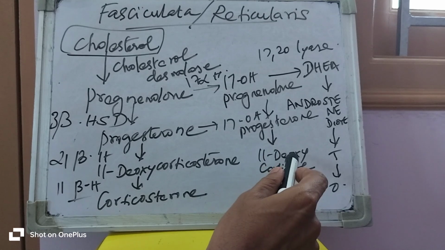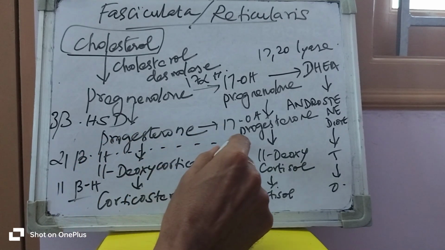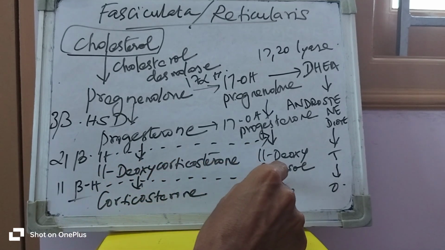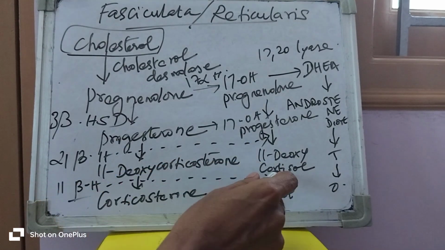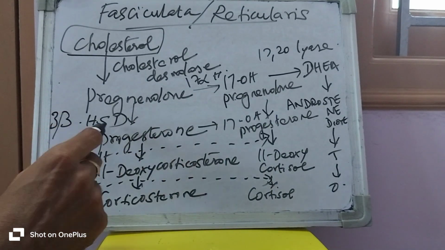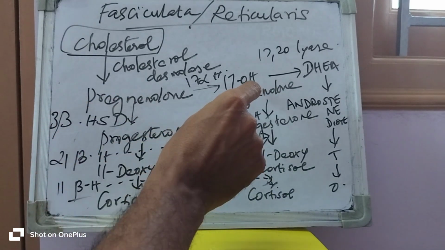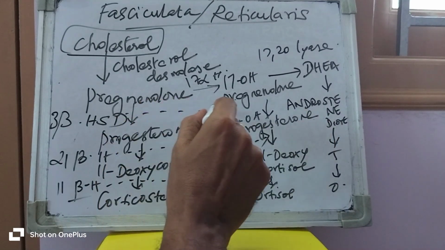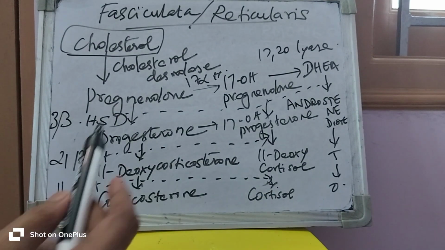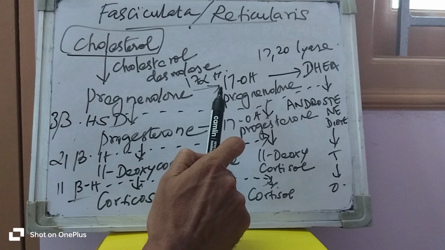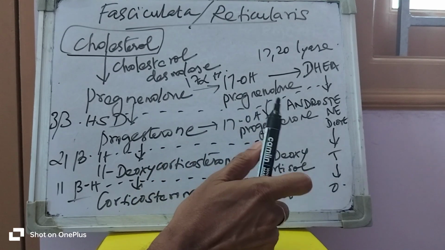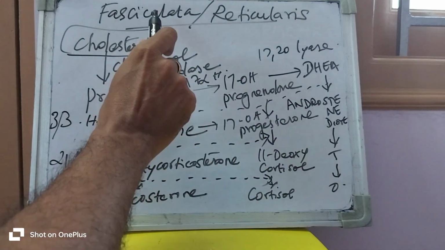And from the progesterone we get 11-deoxycortisol by the action of 21-beta hydroxylase. And this 11-deoxycortisol is converted to cortisol by the action of 11-beta hydroxylase. So this enzyme catalyzes 2 reactions, and this enzyme catalyzes 3 reactions: pregnenolone to progesterone, hydroxypregnenolone to hydroxyprogesterone, dehydroepiandrosterone into androstenedione. Also there is conversion taking place from pregnenolone to hydroxypregnenolone, progesterone to hydroxyprogesterone. So these are the steps involved in the synthesis of adrenal cortical hormones in fasciculata and reticularis.